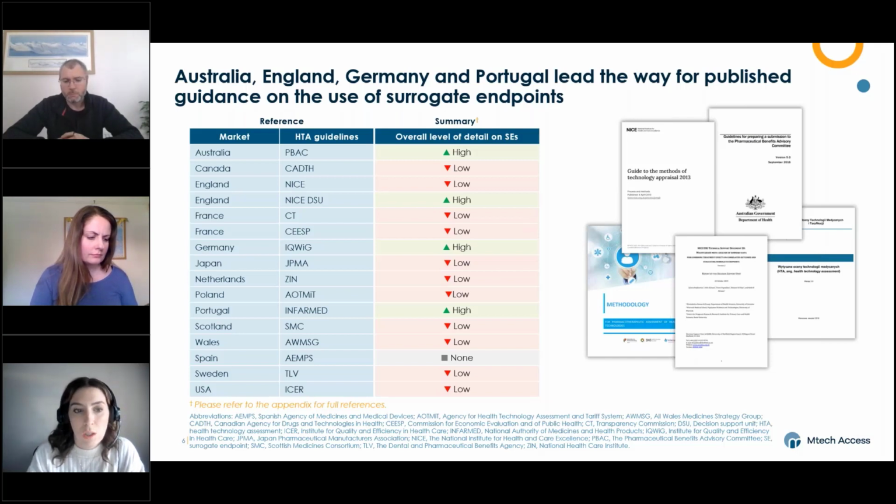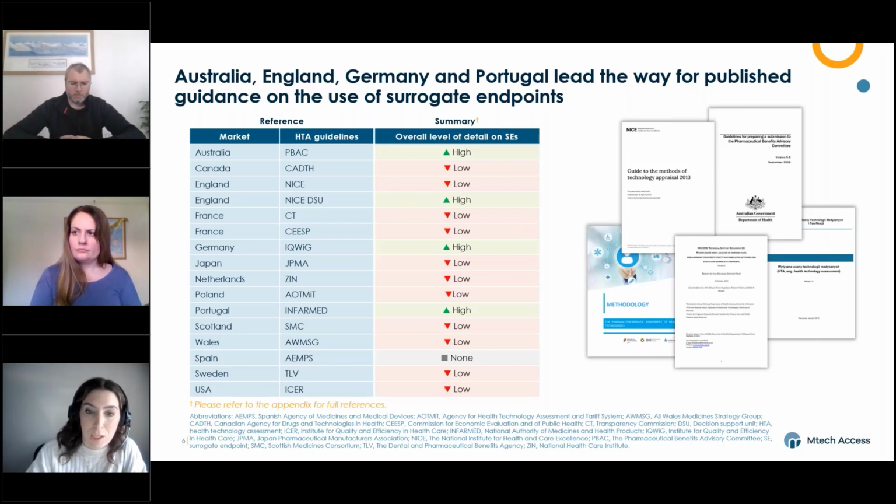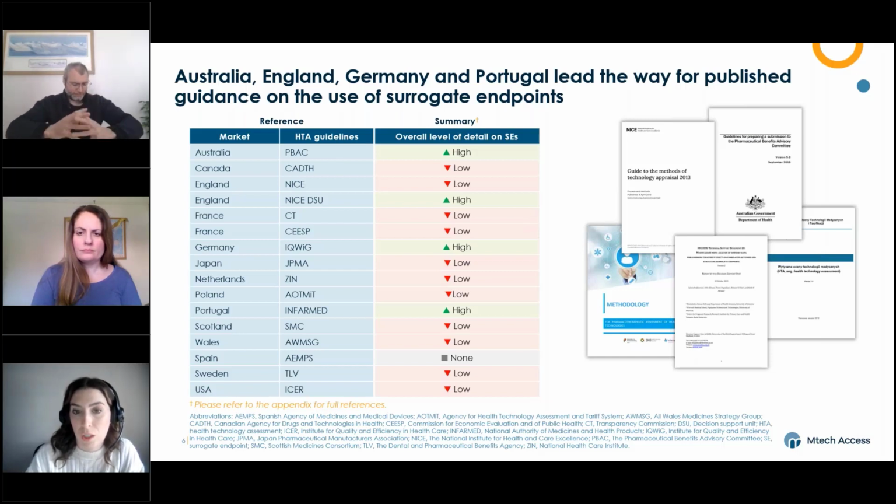For example, the ZIN in the Netherlands have recommended drugs for IPF. The SMC in Scotland have recommended drugs in PBC. In France, another low market, the Transparency Committee, they don't provide prescriptive advice on how to apply methods, only general commentary on establishing the surrogate to final endpoint relationship. However, we found that surrogate endpoints will be accepted as a primary outcome measure on the condition that a link with clinical morbidity and mortality has been demonstrated.